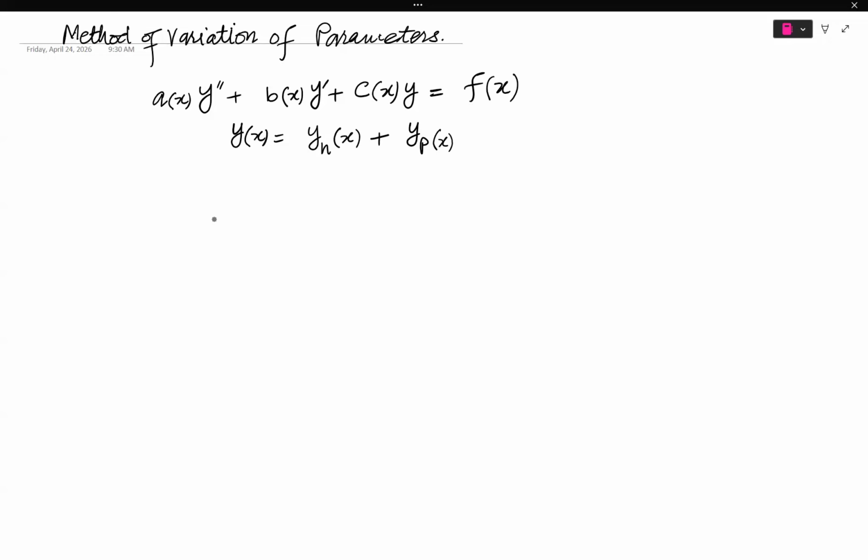And then if f of x is a simple function like the polynomial or the exponential function or a sinusoidal function or their combinations, their products, then we can use the method of undetermined coefficients. However, if this is not the situation, then we have to go for the method of variation of parameters, and this is due to the eminent mathematician Joseph Louis Lagrange.